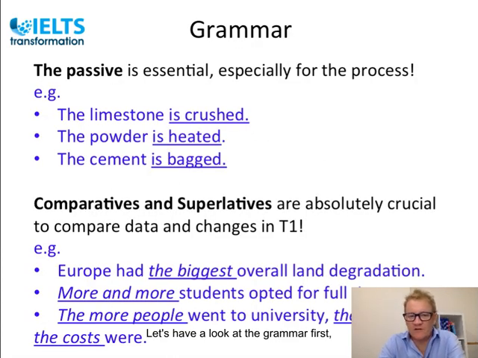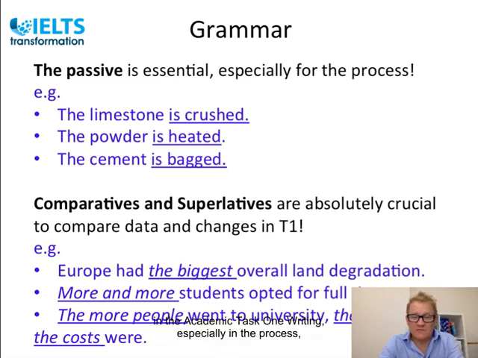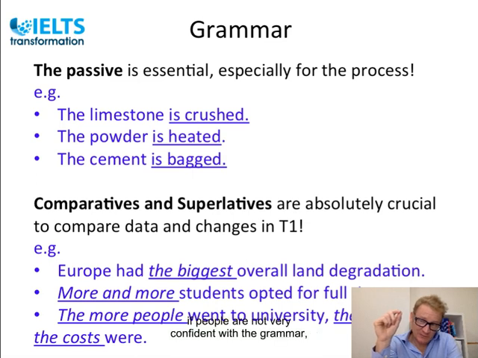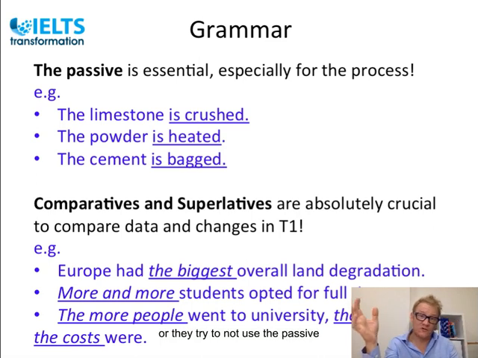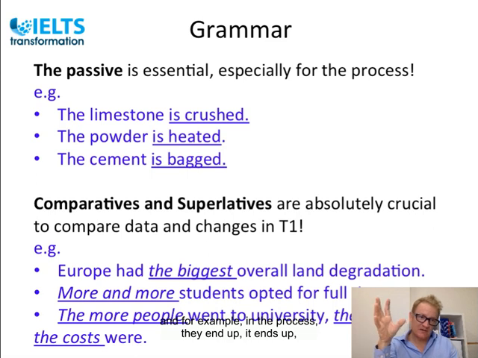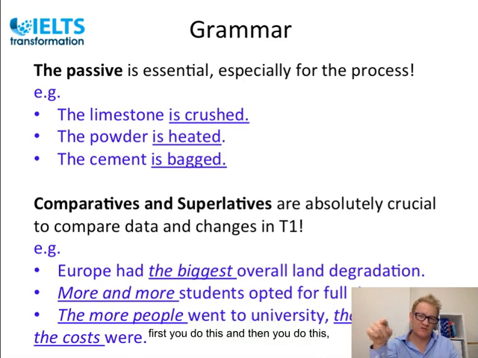Let's have a look at the grammar first. So we've got to use the passive voice in the academic Task 1 writing, especially in the process. What we find is that in the process, if people are not very confident with the grammar, they make lots of mistakes, or they try to not use the passive. For example, if it's about food, it ends up like a recipe. First you do this and then you do this. But it's not like that.